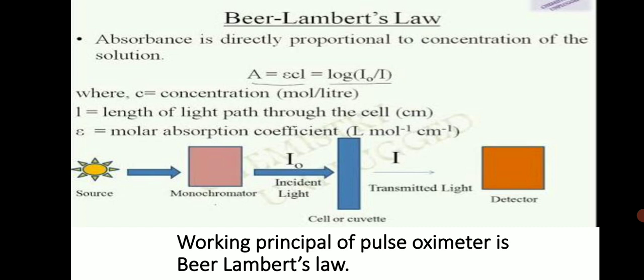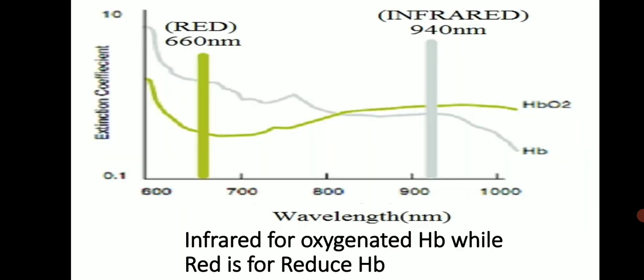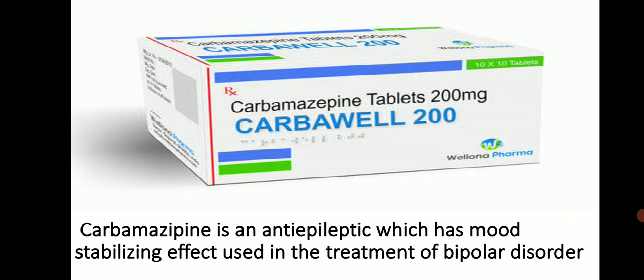Working principle of pulse oximeter is Beer-Lambert's law. Infrared is for oxygenated Hb, while red is for reduced Hb. Carbamazepine is an anti-epileptic which has mood stabilizing effect used in the treatment of bipolar disorder.